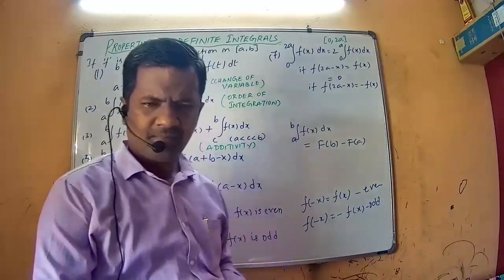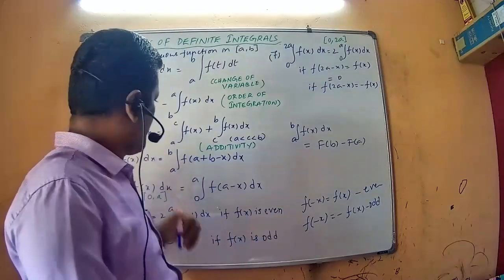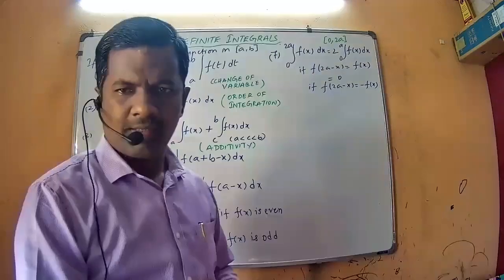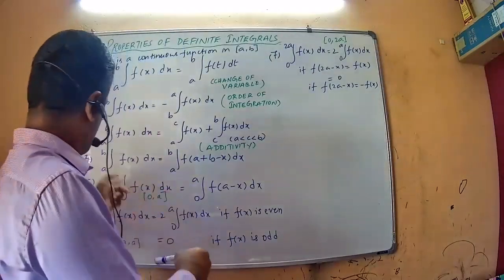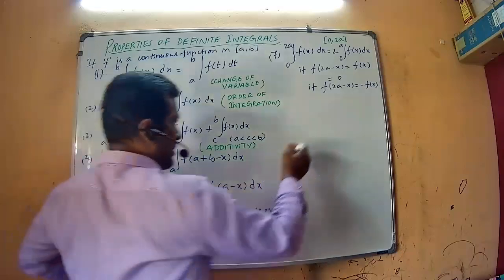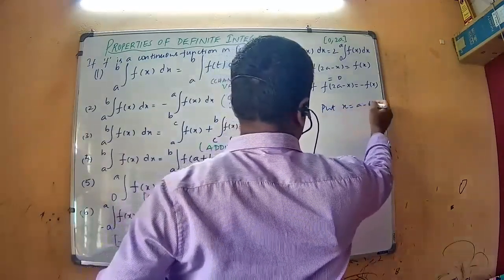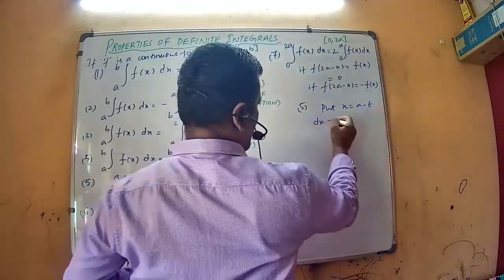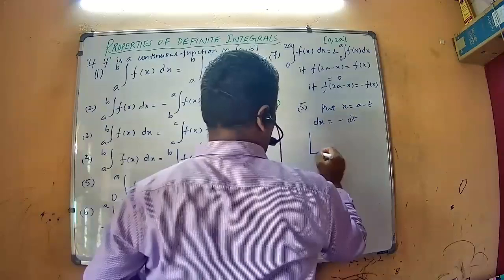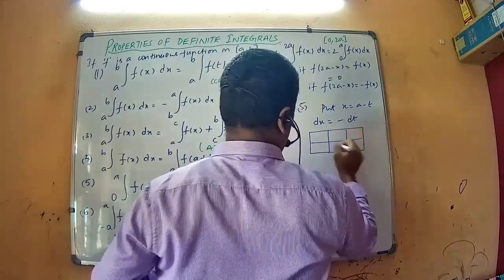Let us have a proof of one of the properties here. Let us see the fifth property. How to prove this? Proofs are very simple. Put x equal to a minus t. Then dx will become minus dt. In definite integrals, whenever we go for substitution, the limits also will be changed.